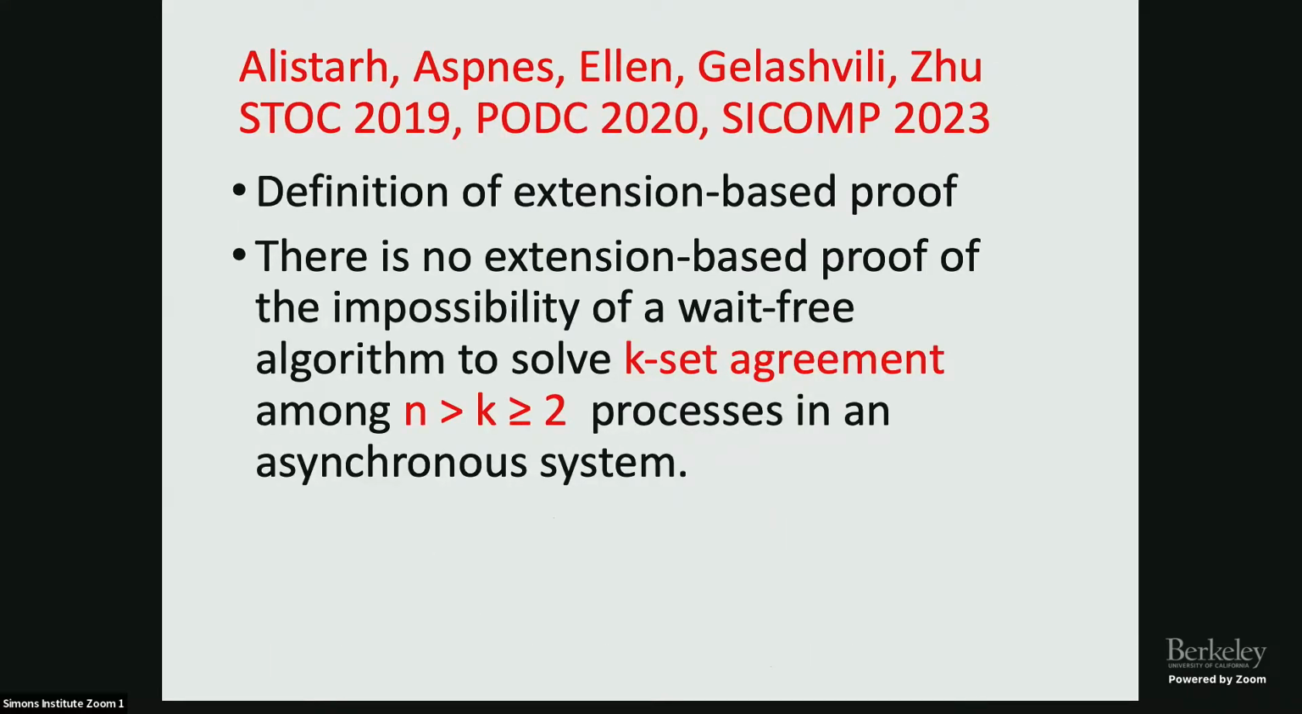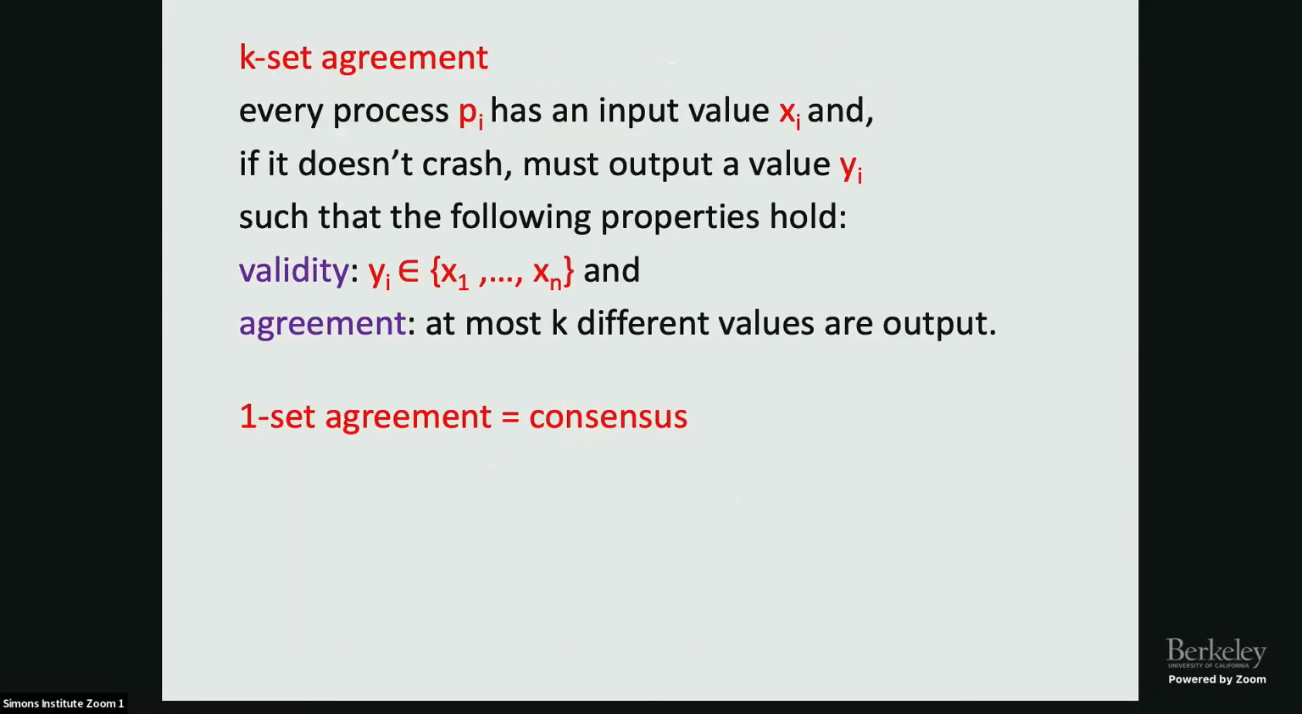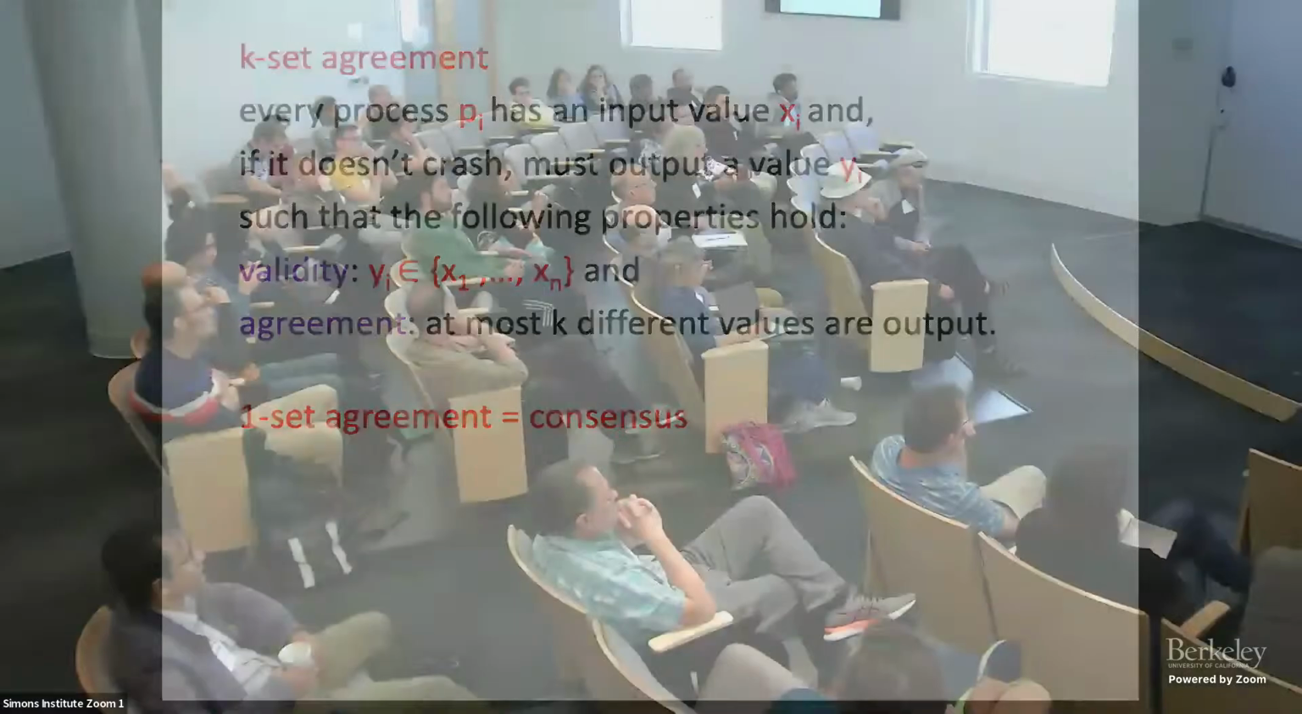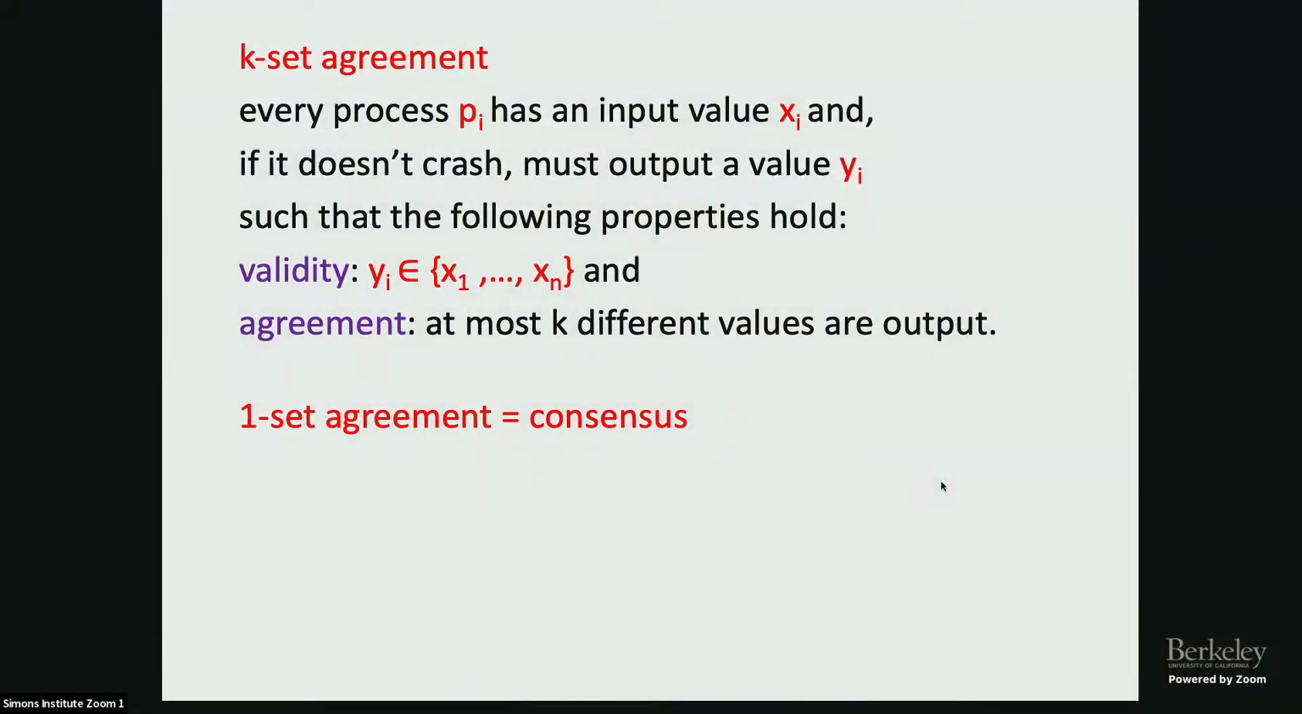Can you back up one more? Just to make sure I understand this, all the k values have to be legal? Yes, by validity, what we're saying is that all of the outputs have to be one of the input values, and a total of k different values can be output. So if we're talking about two-set agreement, then there can be at most two different values. This is not randomized? No, we're not talking about randomized algorithms here. This is all deterministic. Unless I say otherwise, I'm not going to talk about anything randomized here at all. There are randomized solutions, but we're not going to talk about that.